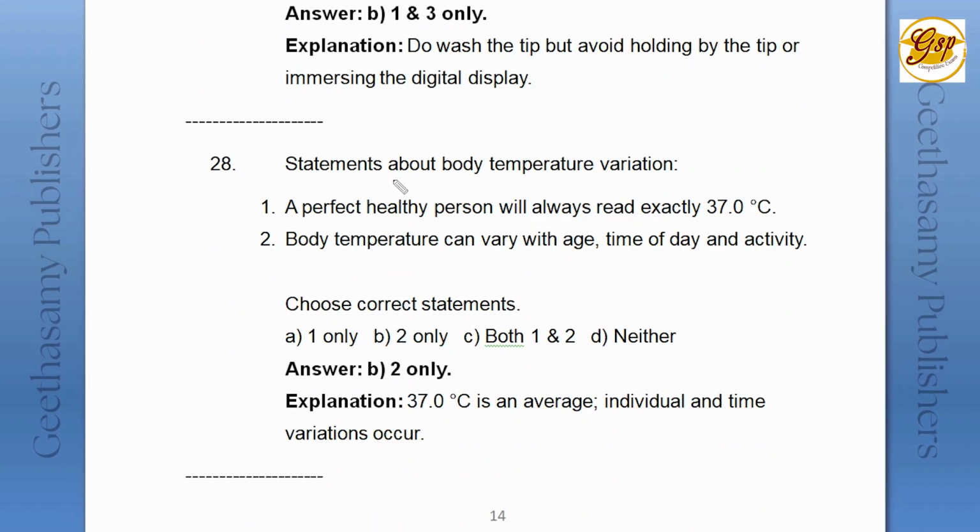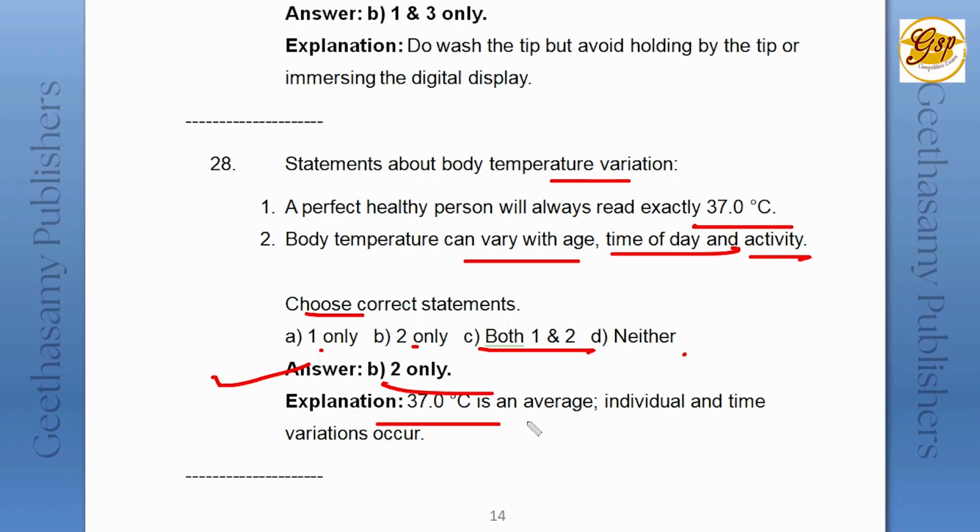28th question, statements about body temperature variation. 1. A perfectly healthy body will read 30 degrees centigrade. 2. Body temperature can vary by age, time of the day and activity. Choose the correct one: 1 only, 2 only, both 1 and 2, or neither. The correct answer is 2 only. So 37 degrees centigrade is the average, and from individual to individual and time to time it can vary. Fine.